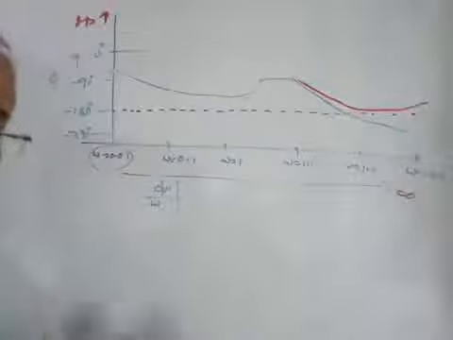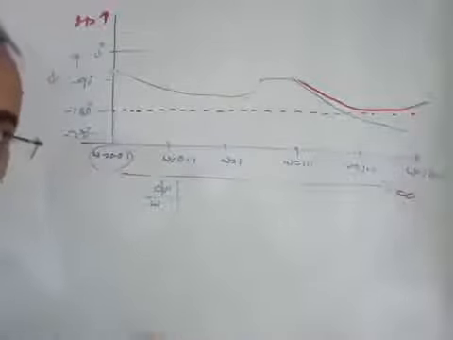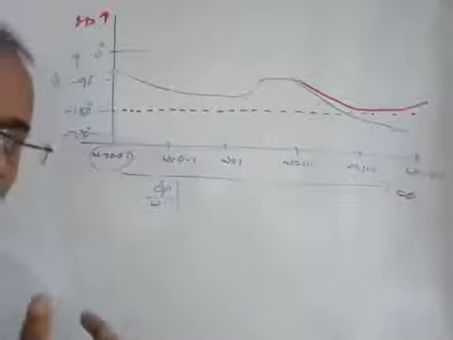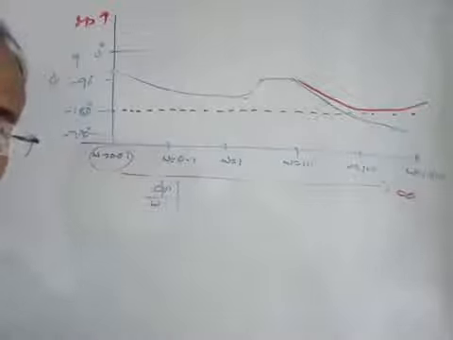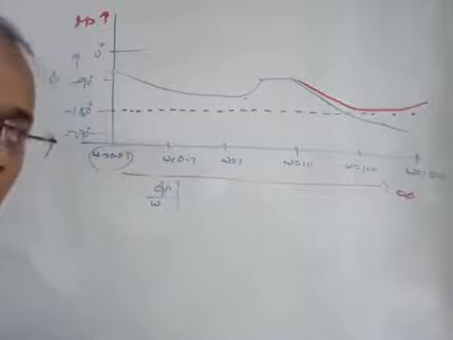So I will concentrate here on the second part, that is a type 1 system with a second order factor. We will find out how to get the phase. That will be the completion of the phase characteristics for the Bode plot.